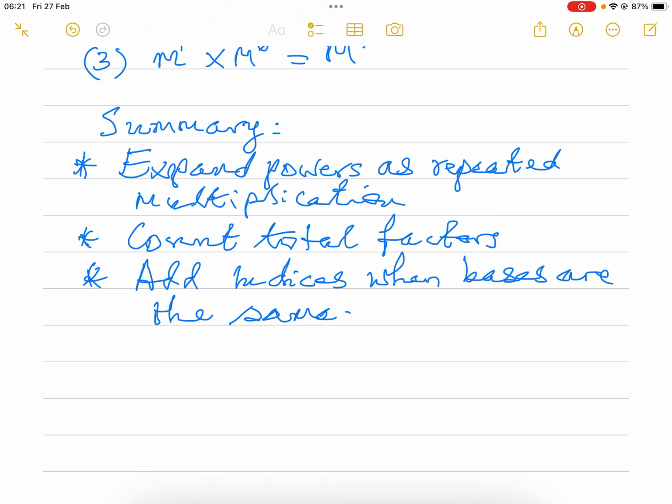In the next lesson, lesson 3, we will learn how division of powers works, and something surprising happens.